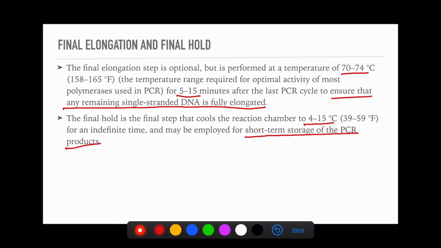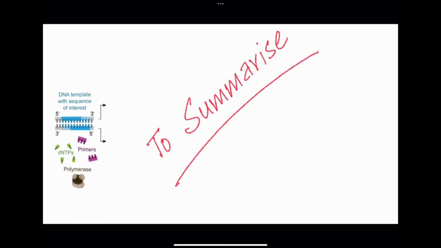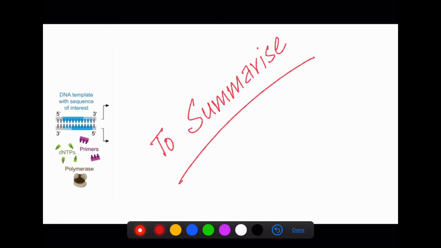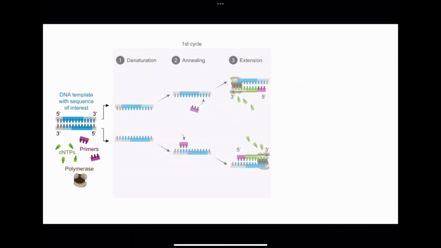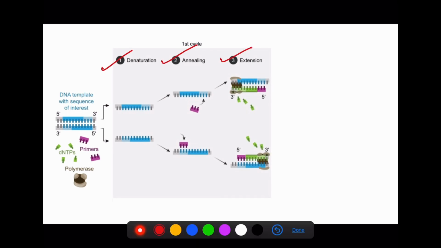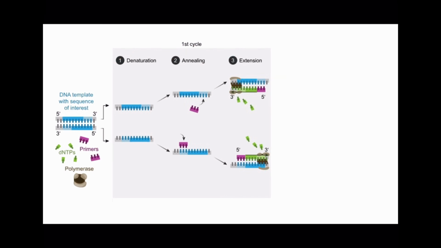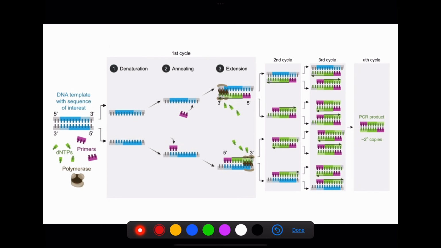Therefore, if we sum up the entire protocol, it can be said that all the ingredients, when loaded into the PCR tube and subsequently to the wells of thermal cycler, the first cycle comprising denaturation, annealing and elongation gives rise to hanging strand target DNAs. After the third cycle, we start getting target DNA molecules. After the nth cycle, approximately 2 to the power n copies of target DNA can be obtained.